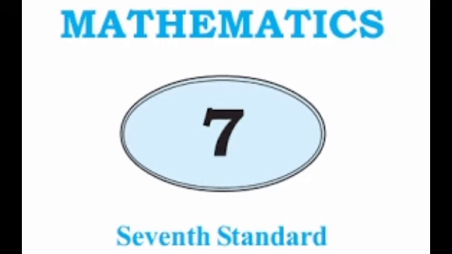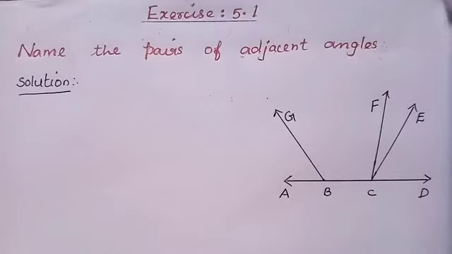Today we are going to discuss problems from exercise 5.1. Listen, question number 1 from exercise 5.1. Name the pairs of adjacent angles from the given diagram. See this diagram here. From this we are going to find out adjacent angles.